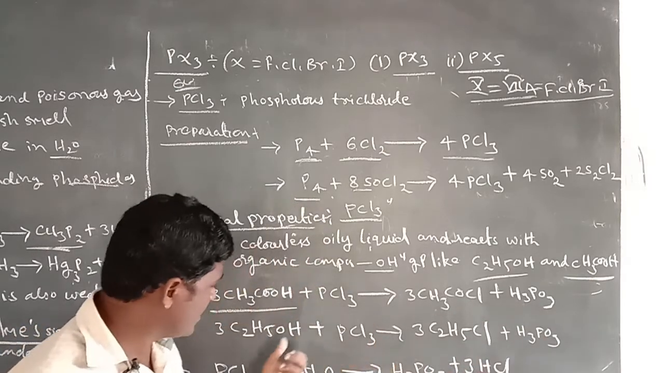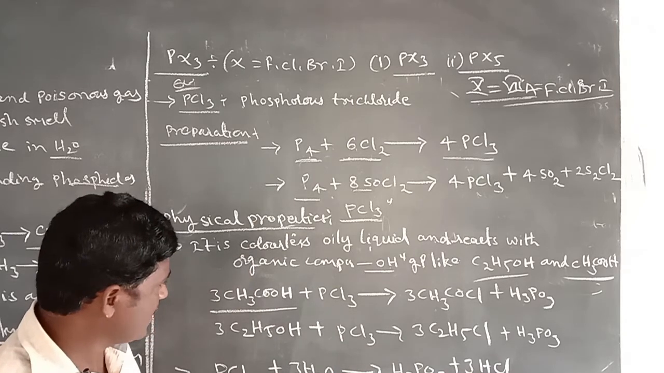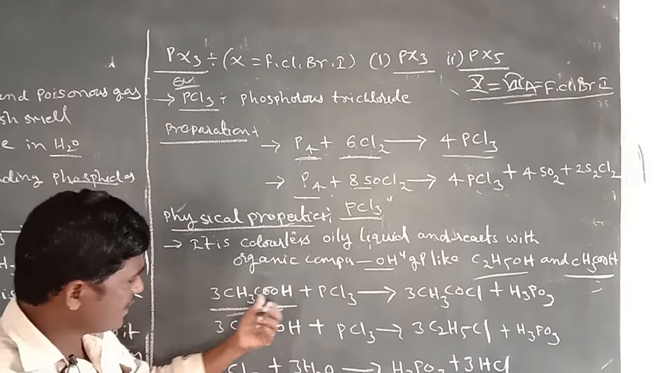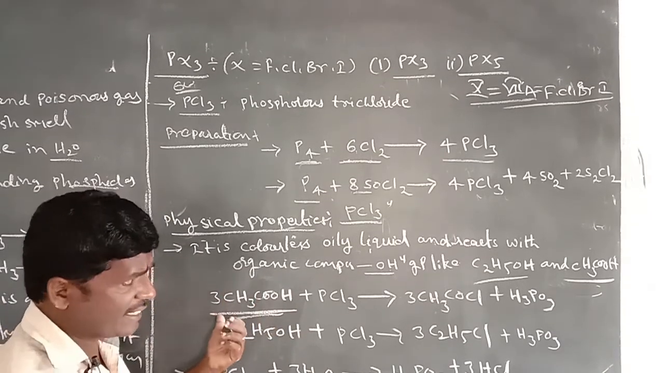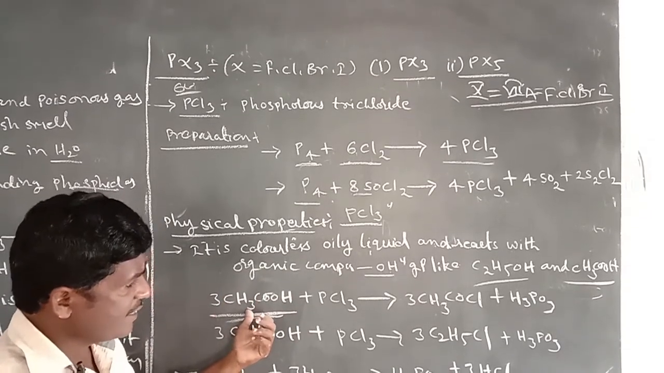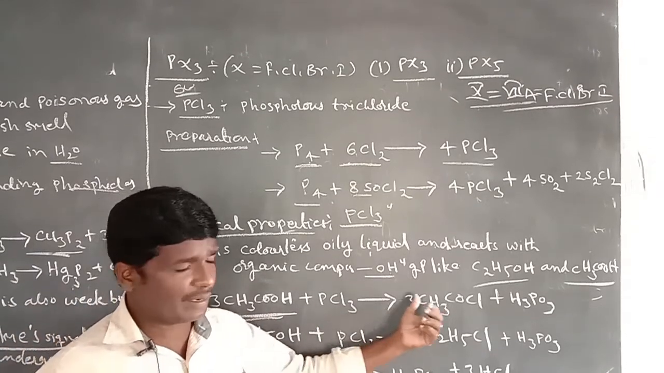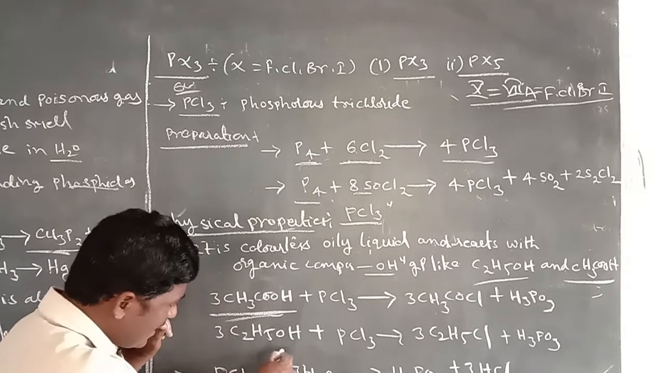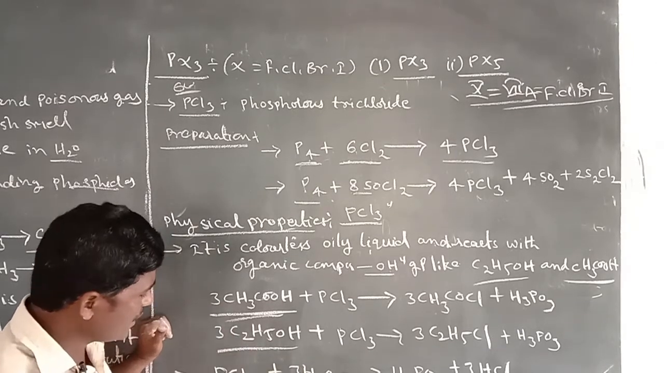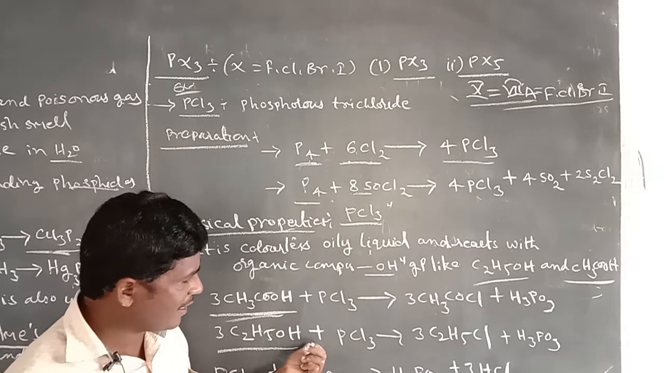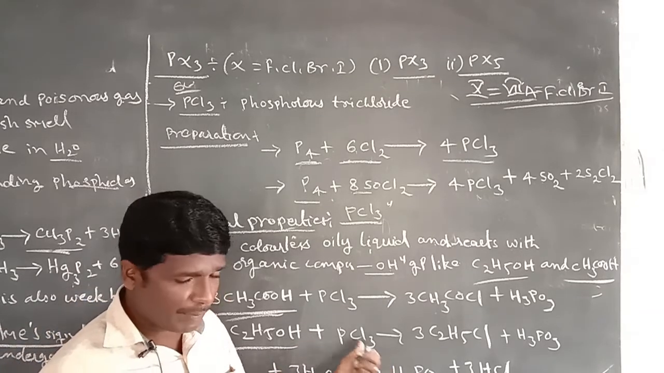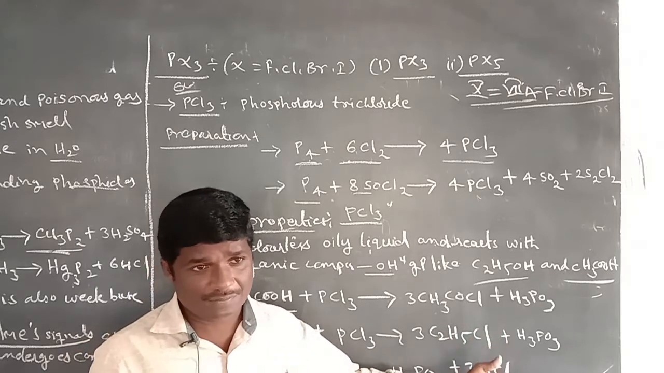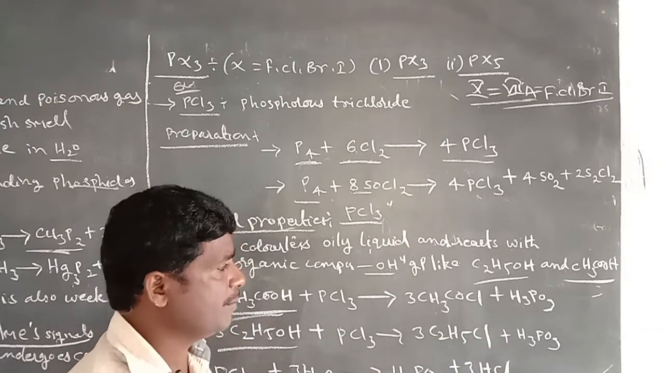Another organic compound is acetic acid, CH3COOH. Acetic acid treated with PCl3 forms acetyl chloride. Next, ethyl alcohol C2H5OH: 3 moles of ethyl alcohol treated with phosphorus trichloride, the phosphorus trihalide, form ethyl chloride and phosphorus acid.